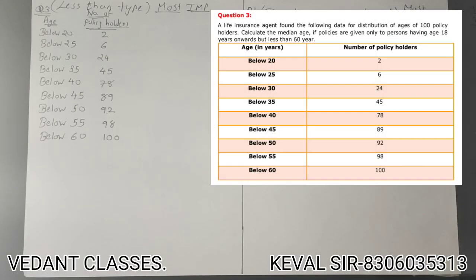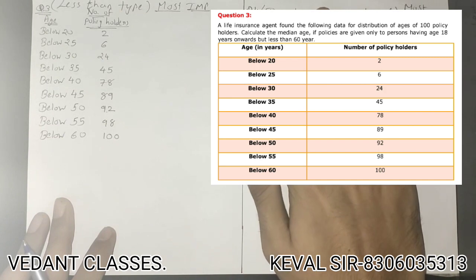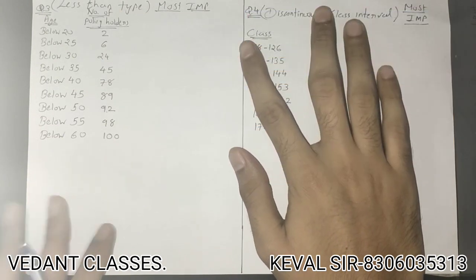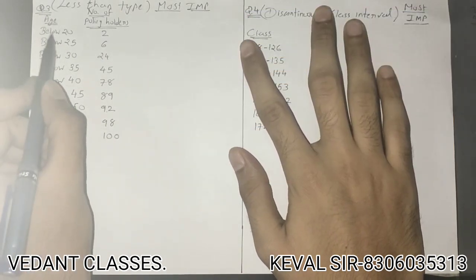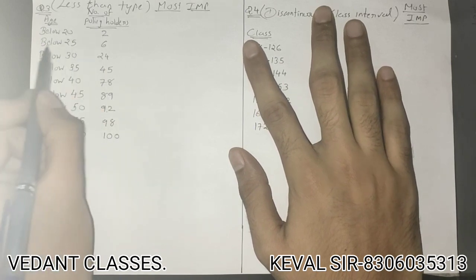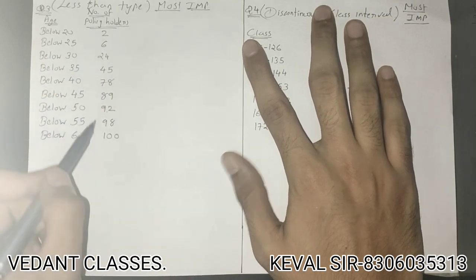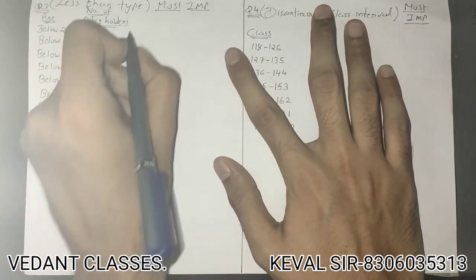Okay, now let's solve question number 3. Question number 3 is of less than type. It is again a most important sum. So just focus on this sum, on how to calculate the less than type numerical. Now see here, the data says that the age is below 20, the number of policyholders is 2, then below 25 the policyholders are 6. You can see that it is in increasing order. Okay, so first of all we need to make classes.